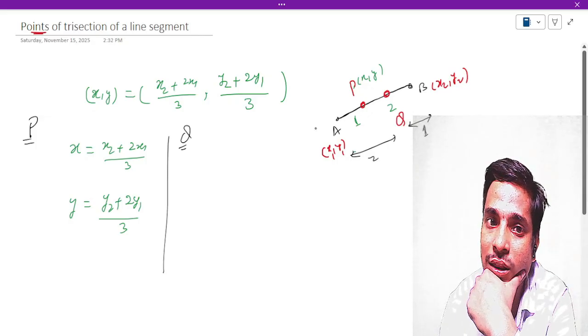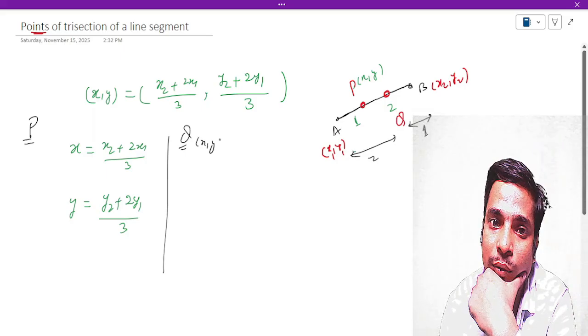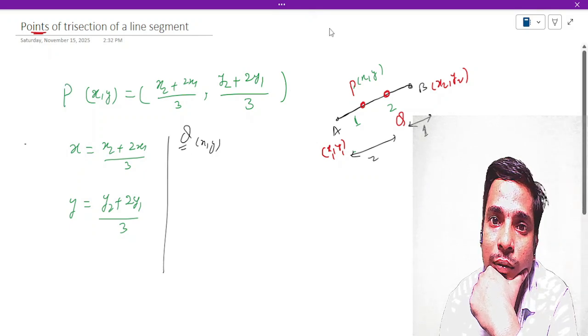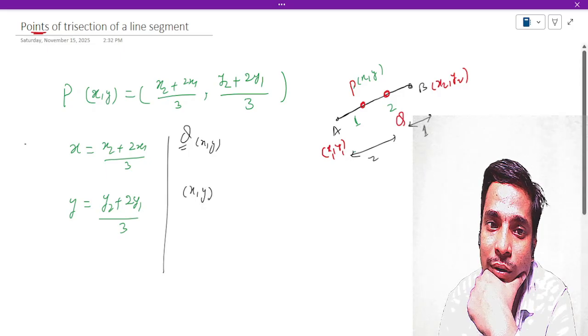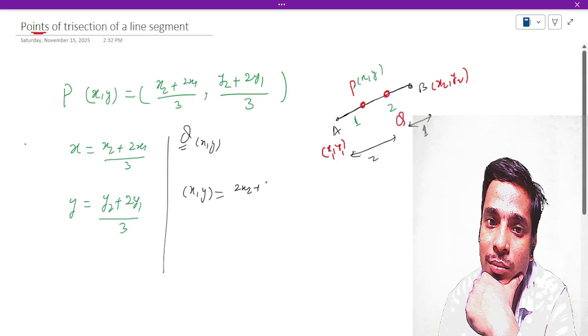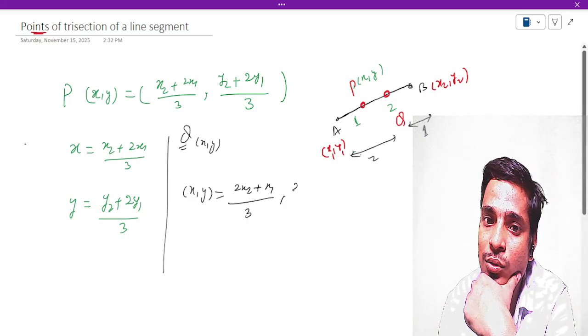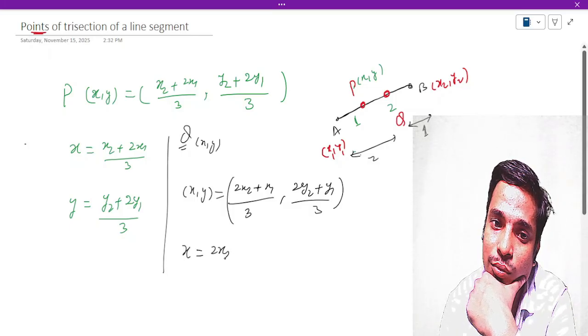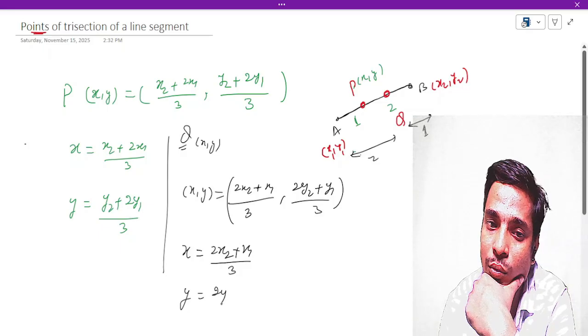This is also if I'm taking x comma y, right? This is point P. If this is x comma y, then x comma y will be equal to what? 2 times of x2 plus 1 times of x1 by 3. Same way, 2 times of y2 plus y1 by 3. So with this, you can say x is equal to (2x2 plus x1) by 3, and y is equal to what? (2y2 plus y1) by 3.